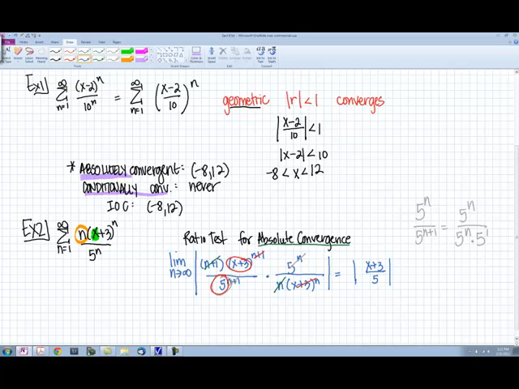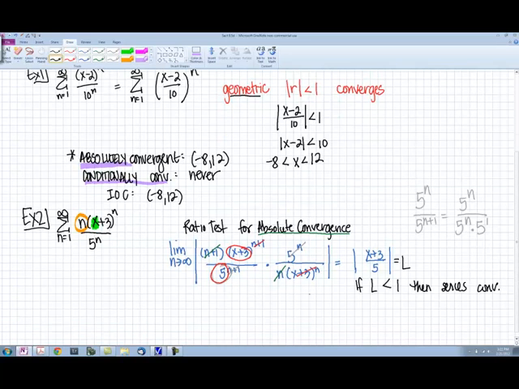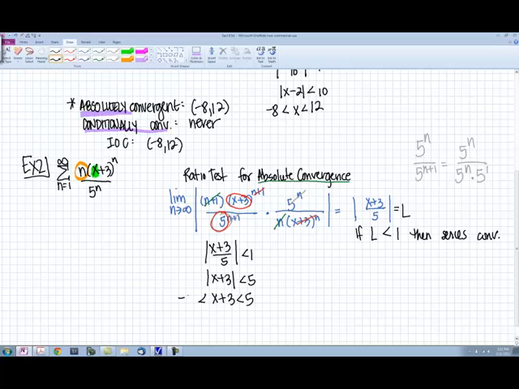What do we want to have happen here in order to be able to successfully use the ratio test? Well, the ratio test says that if the limit, and this is our L, right? If L is less than 1, then the series converges. So we're going to force x plus 3 over 5 in absolute values to be less than 1. That means x plus 3 is between 5 and negative 5. I can tell that my radius of convergence is 5, and I'm going to be centered around negative 3.